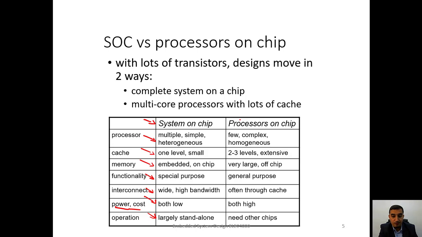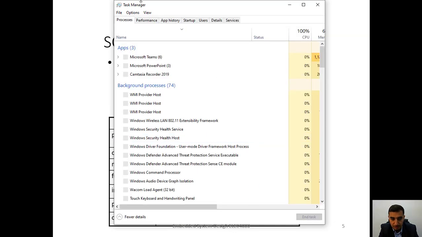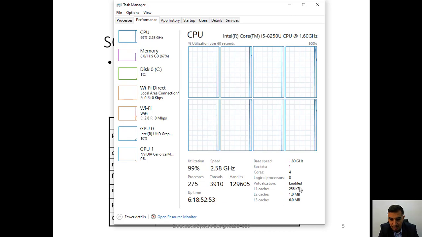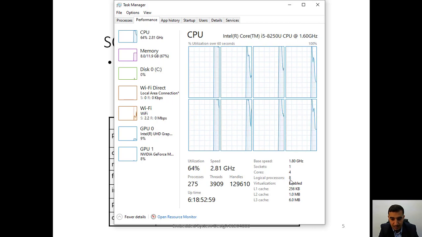But when it comes to processor on chip, in terms of processors, we have homogeneous processors and two to three levels of extensive cache. Remember, this computer I'm using is running a three-level cache. We can check it here. I think this computer is running a three-level cache, which is for performance. See here, level 1, level 2, and level 3 cache. And it has 4 cores only, and 1 socket.